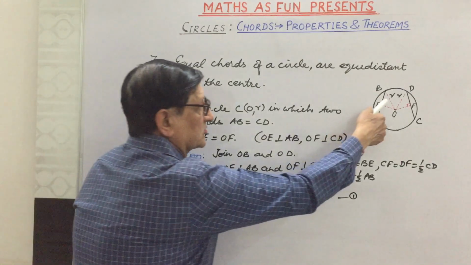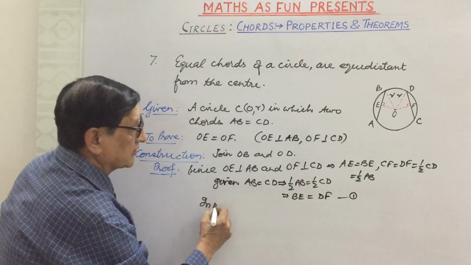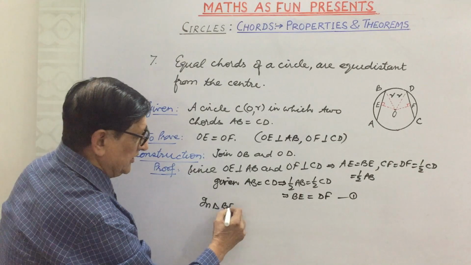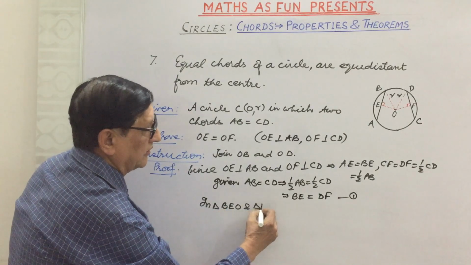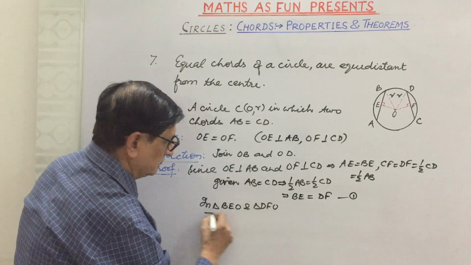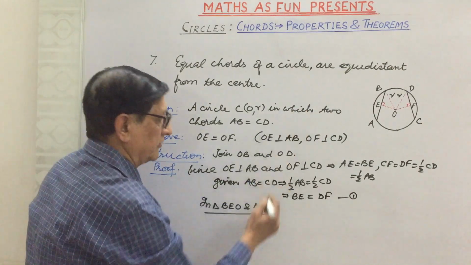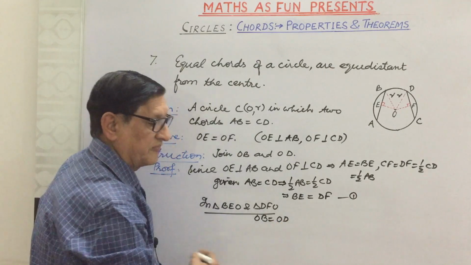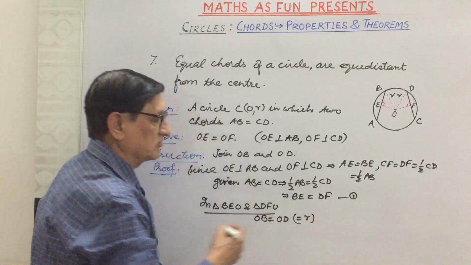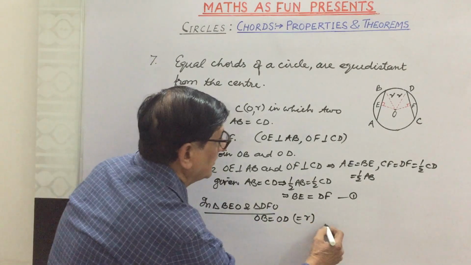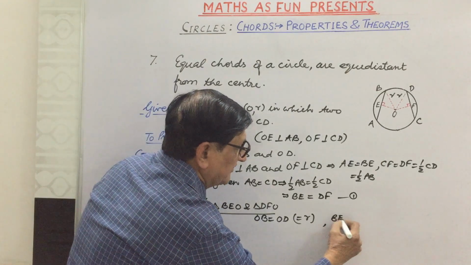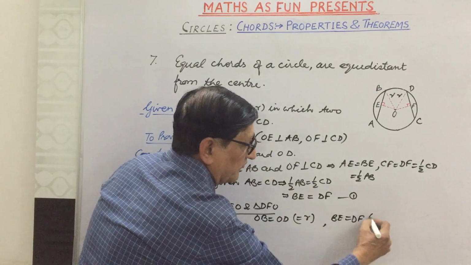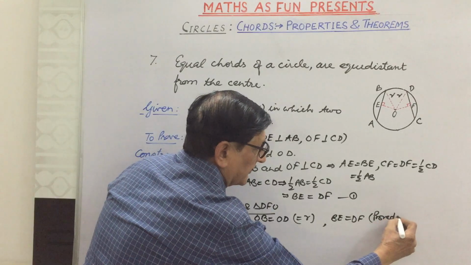And now we go in these two triangles, in triangle BEO and triangle DFO. What we find? OB is equal to OD. Why? Because this is the radius of the same circle. BE is equal to DF. We have already proved in 1.